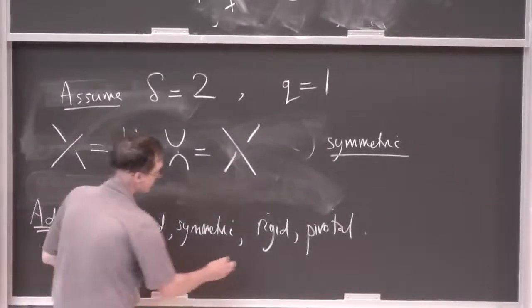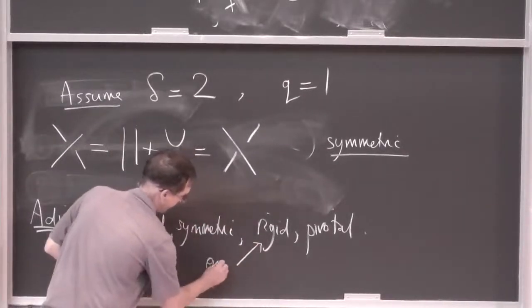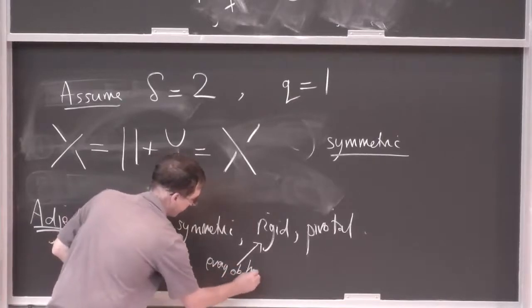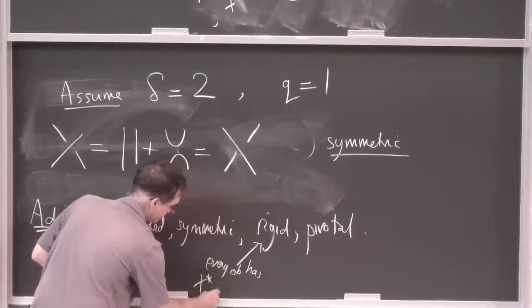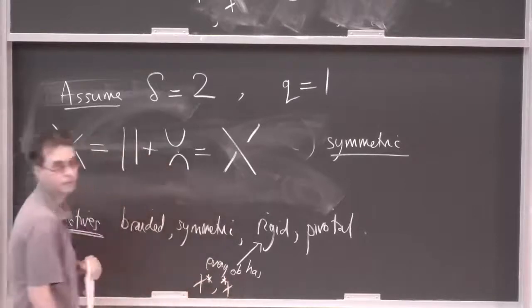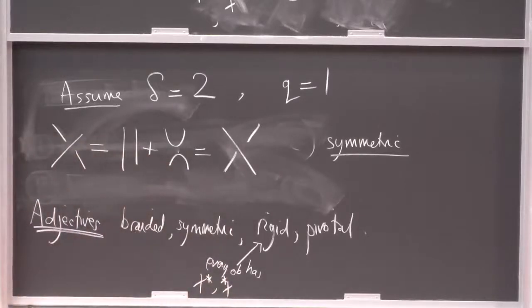So rigid simply means that every object has a left dual and a right dual. They needn't be isomorphic, by the way. In vector spaces, they were equal. But in general, the left dual and the right dual can be not even isomorphic objects in the monoidal category.